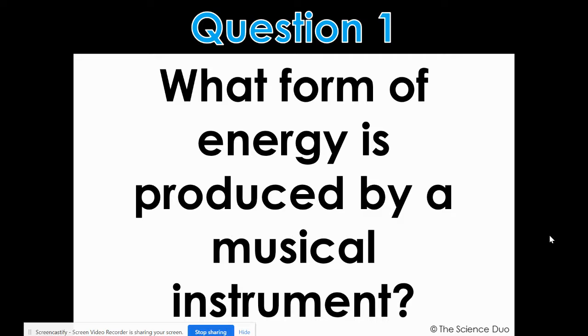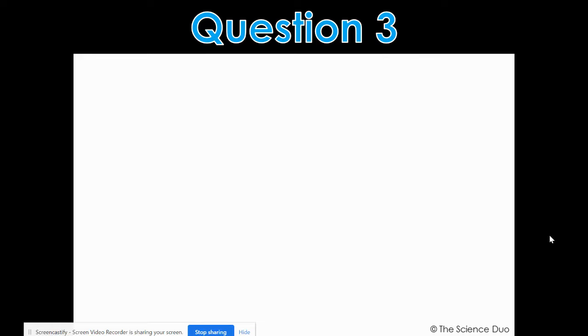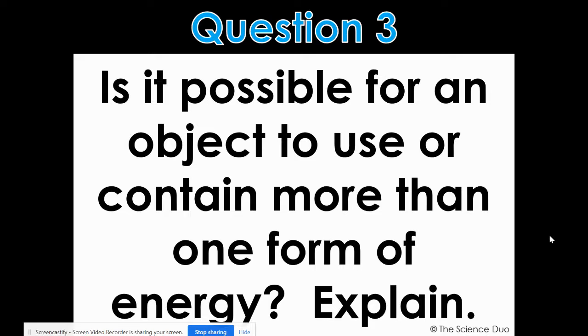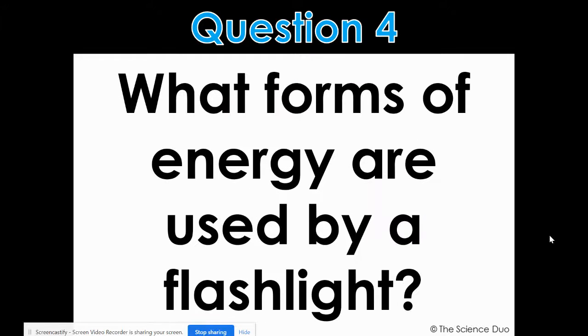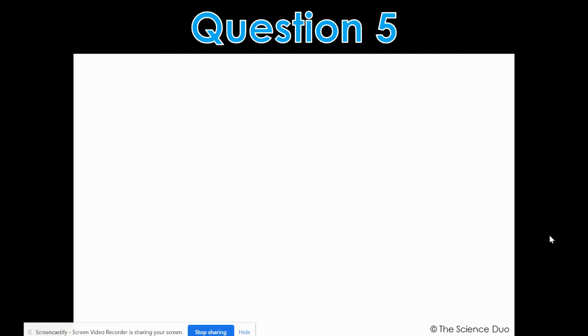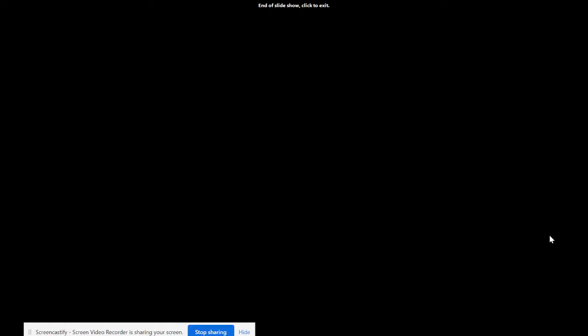What form of energy is produced by a musical instrument? Identify and describe three different forms of energy found within your room. Is it possible for an object to use or contain more than one form of energy? Explain. What forms of energy are used by a light bulb? And last, for you to think about, which form of energy do you believe is most important for survival and why?